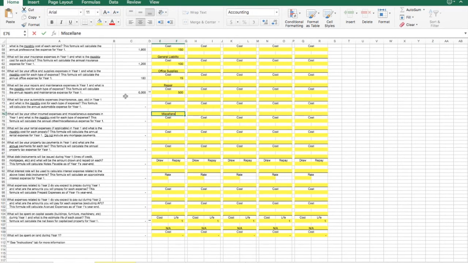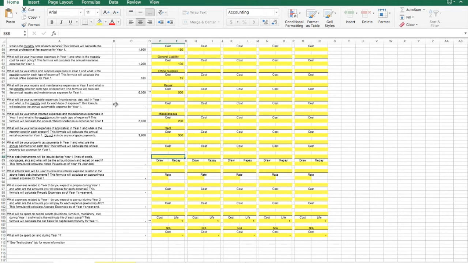Miscellaneous, maybe you have some expenses that you should be accounting for that aren't on here, so you can enter that here. Rental, so you're renting a garage somewhere. Like I said, no utilities, but you're paying rent. So you've got a little bit of rent there. Property tax payments. If you don't own the property, you're probably not paying property tax, so you can leave that blank.